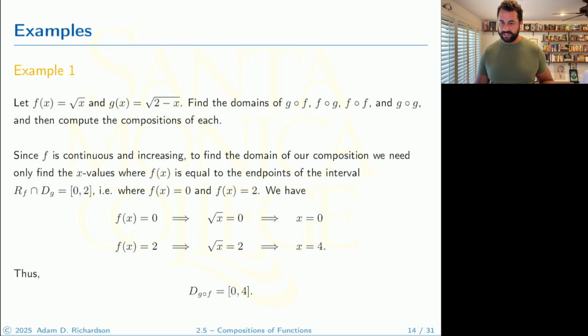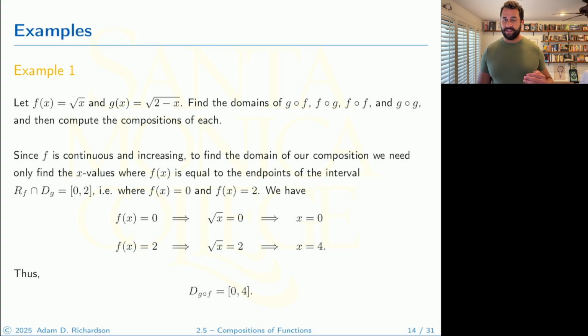Okay, so like I was saying, we're going to set f of x equal to 0, and we're going to find the input that maps to 0. So that means this is equal to 0, which means x is equal to 0. And then we're going to do the same thing for when f of x equals 2. Square root of x equals 2 means x equals 4. And so, voila, the domain of our composition is the interval from 0 to 4, just like that.